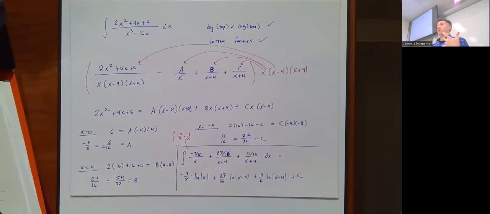So that's the general process. Typically, this is the way you want to do it. Specifically meaning you want to pick nice values of x that make most of the terms go to 0, so you can solve for one of those constants at a time. Questions about this one?